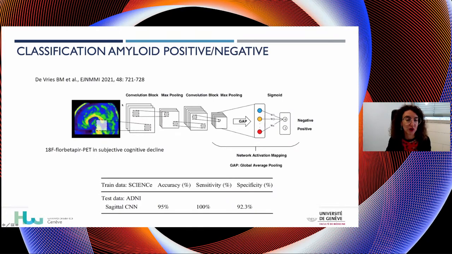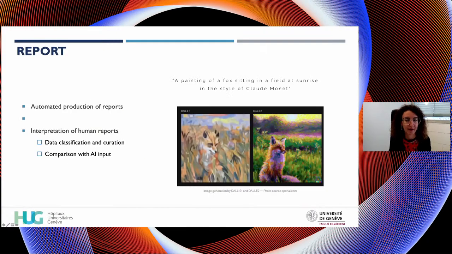And again, when we talk about classification, this is a fairly simple task also for a visual reader. And indeed, this corresponds to a very good performance of this automated system. And then I do hope that the systems will also be able to help us in our daily clinical work of writing reports. We expect help either in the automated production of reports or in the interpretation of the reports we have in retrospective series.